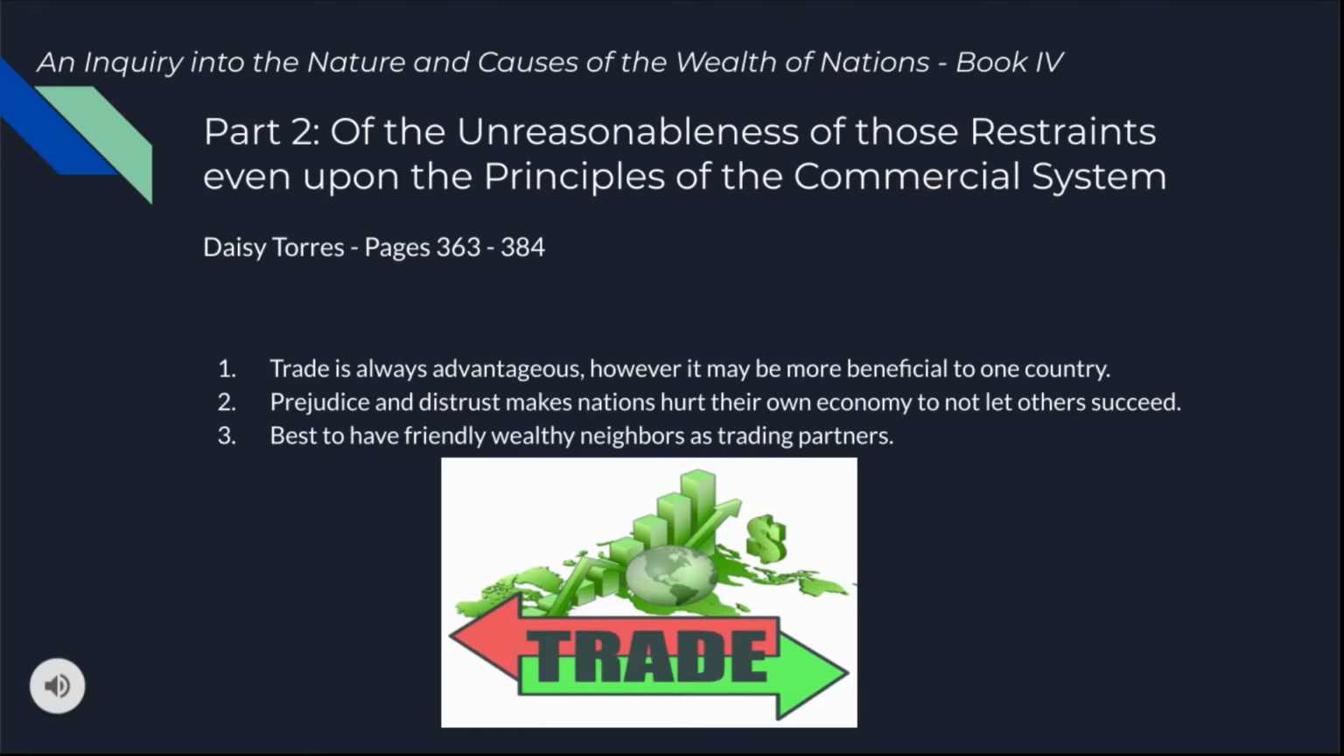Smith dives into prejudice and distrust, and says it is the reason why countries will often attempt to not allow other countries to prosper. They go as far as hurting their own economy to ensure their neighboring country does not become economically stronger.